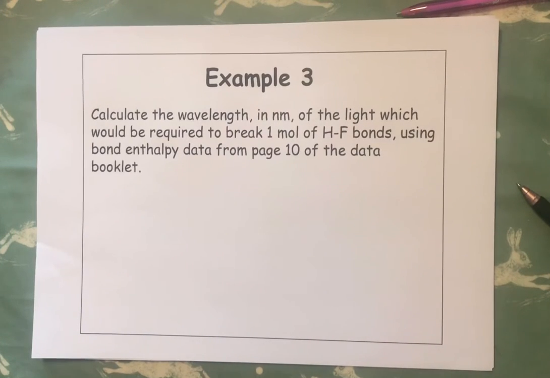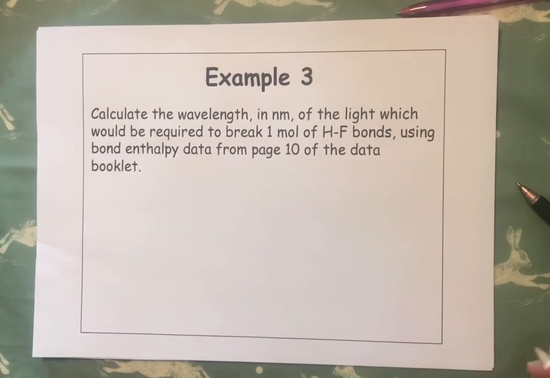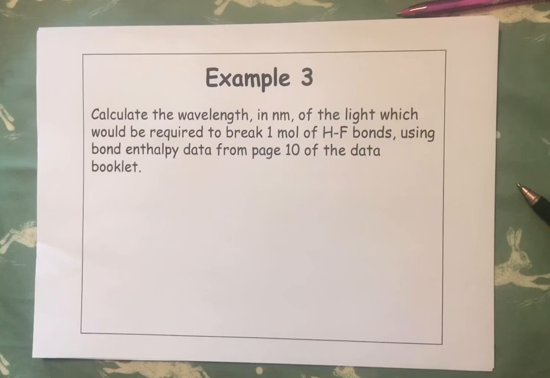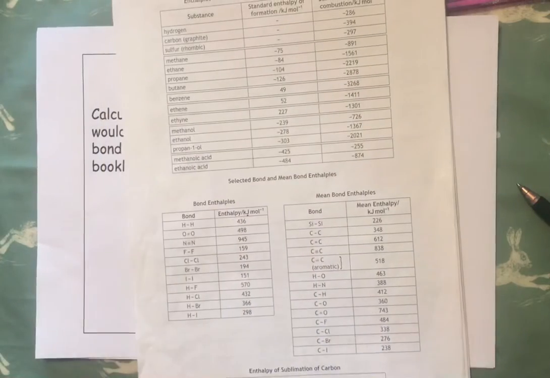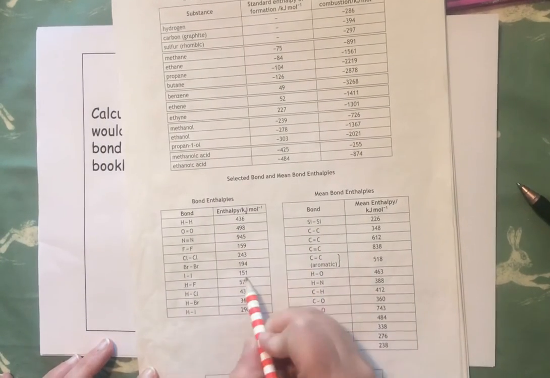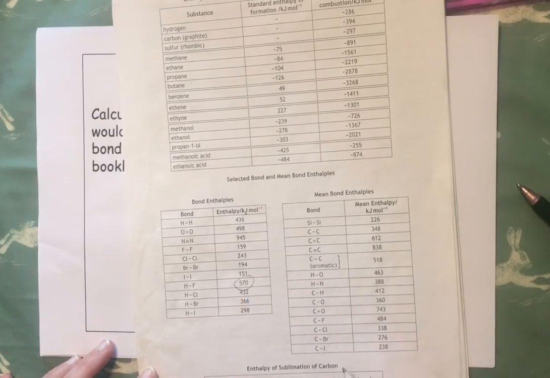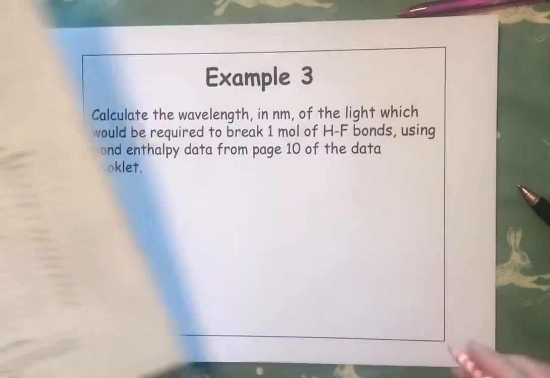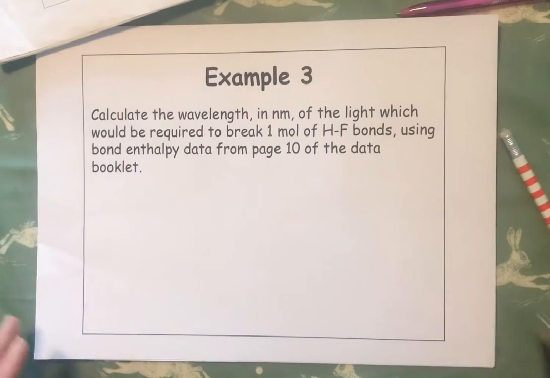Okay, so the question here says calculate the wavelength in nanometers of the light which would be required to break 1 mole of hydrogen to fluorine bonds using bond enthalpy data from page 10 of the data booklet. So I'll go to page 10, bond enthalpies here. Hydrogen to fluorine has a value of 570, so I'll keep that for a wee second.